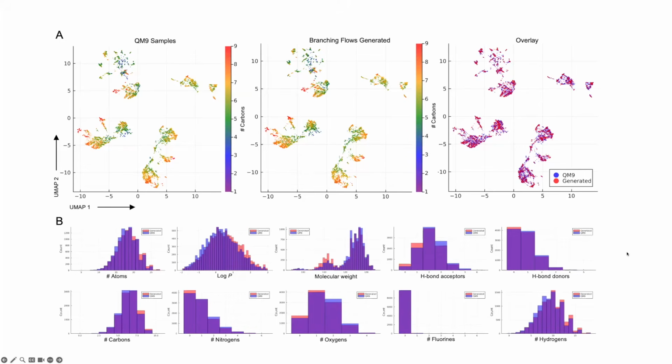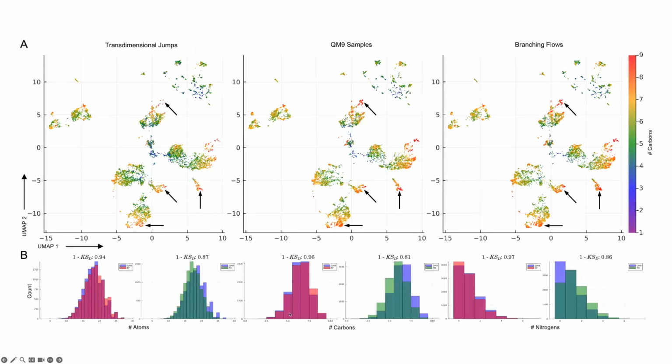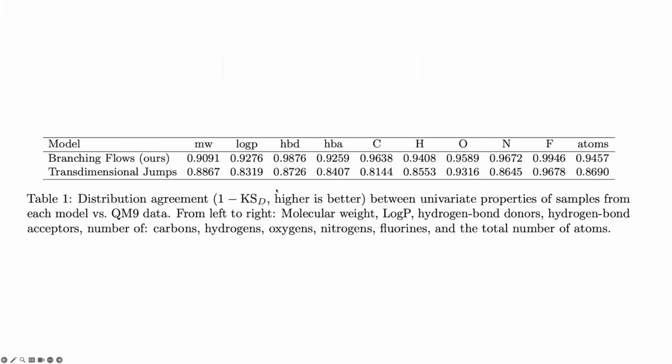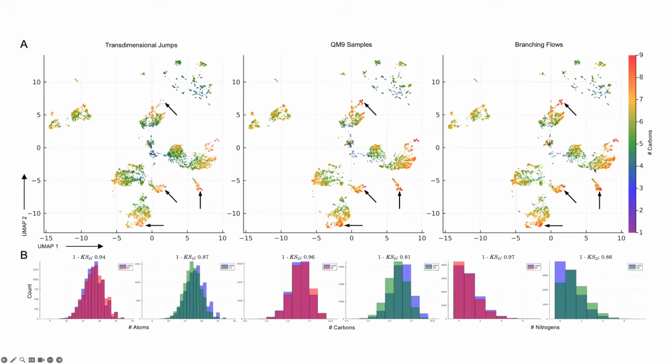But if you look at trans-dimensional jumps, if you actually quantify the distribution matching, we do a fair bit better on most of these. I think I have a table here. There are some that are similar, and there are some where we're doing substantially better than trans-dimensional jumps. We suspect it's due to some of the issues we discussed earlier.